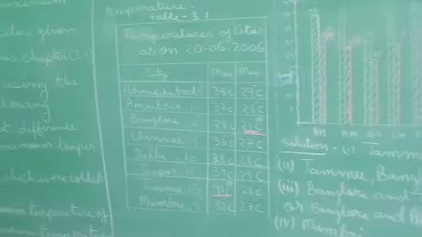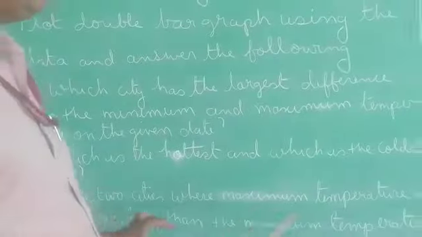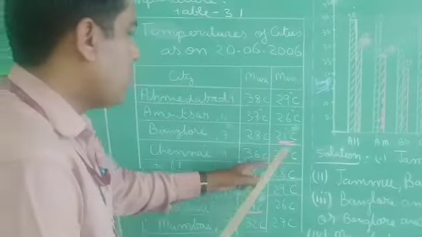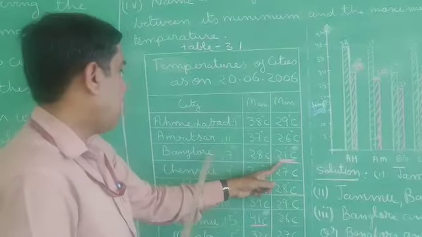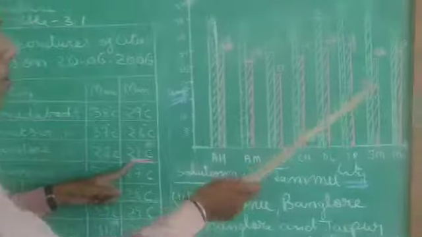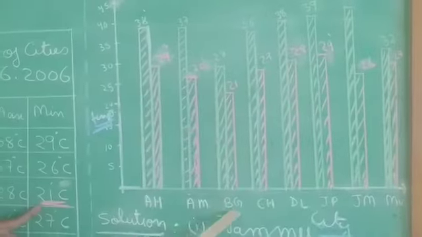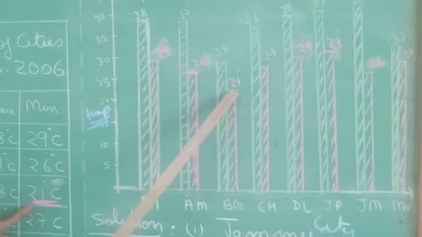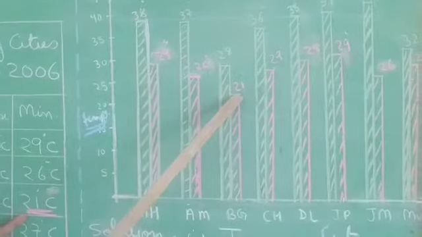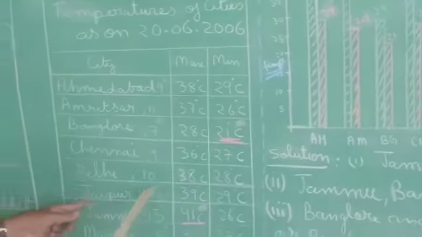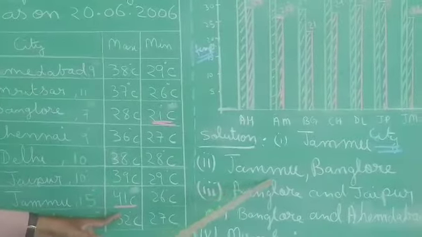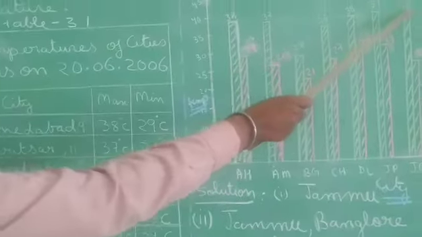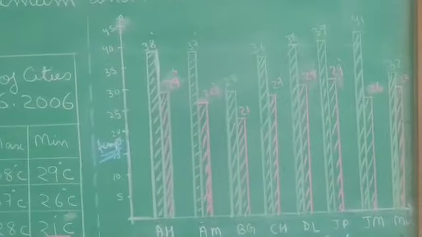Now, the second part: which is the hottest and which is the coldest city? I already underlined here, you can see which is the coldest. I underlined it with the pink color and it is Bangalore, which I have shown in short as BG. You can see 21 degrees is the coldest. And which is the hottest one? You can see underlined here Jammu. So Jammu is the hottest one. You can see the highest one is Jammu.